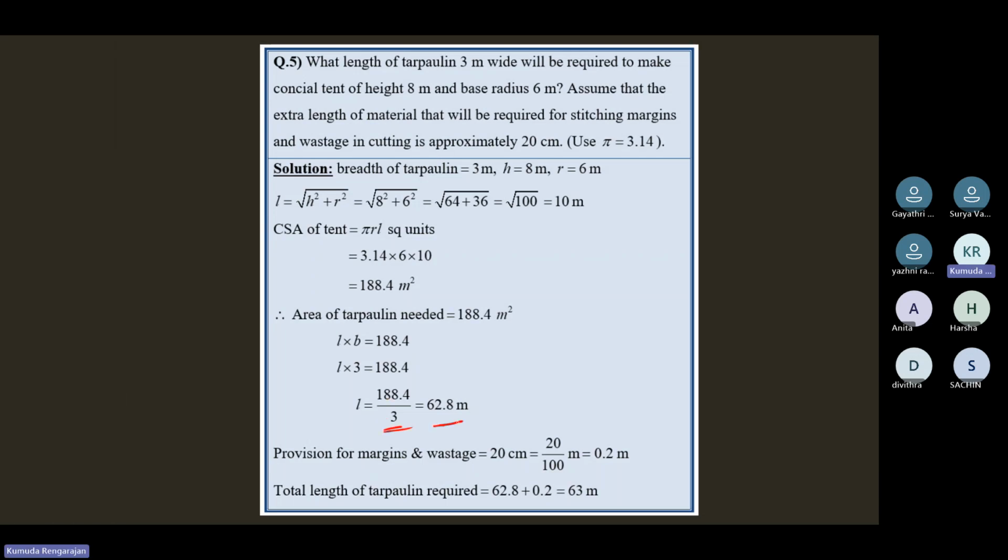So l is equal to 188.4 by 3, which is 62.8 meters. So you have to buy 62.8 meters of tarpaulin. This is the length of the tarpaulin you need to buy. But what is wastage? 20 centimeters. This is in meters, but wastage is given in centimeters, so convert that to meters. Add 62.8 plus 0.2, so 63 meters. You need to buy a total length of 63 meters of tarpaulin to put up a conical tent of radius 6 meters and height 8 meters.